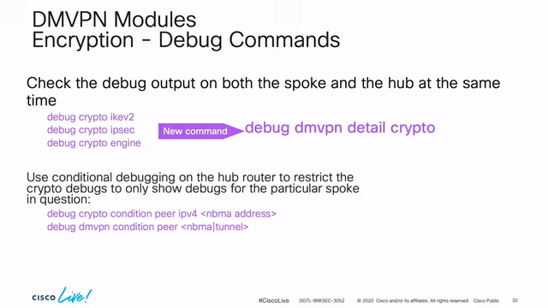What is very, very important, and I cannot stress it enough, is that if you were to run these debugs on a hub router or on a spoke router which has a lot of spoke-to-spoke tunnels, I would highly recommend that you use conditional debugging. It's as simple as debug DMVPN condition peer, and specify whatever peer you're actually troubleshooting.